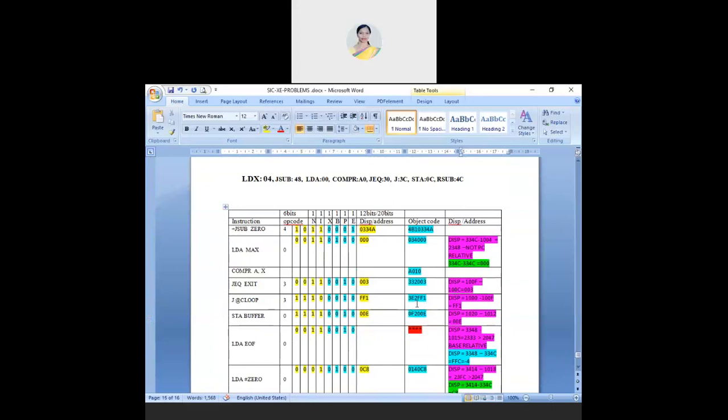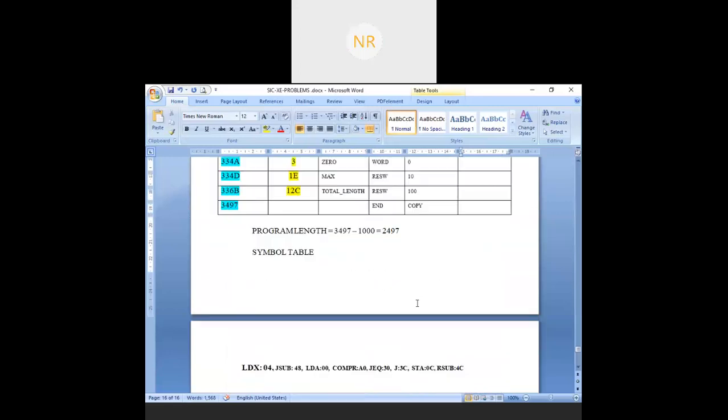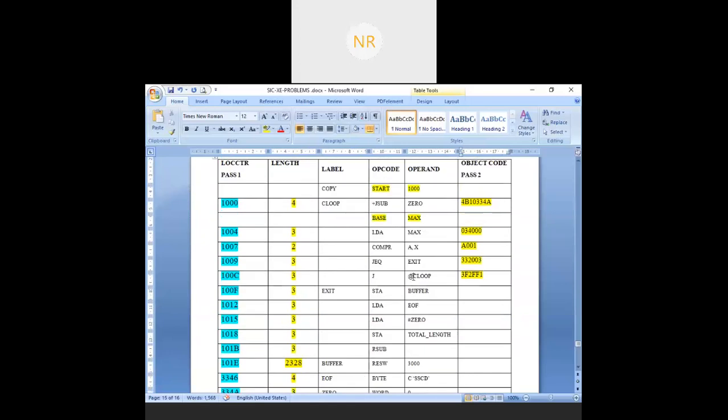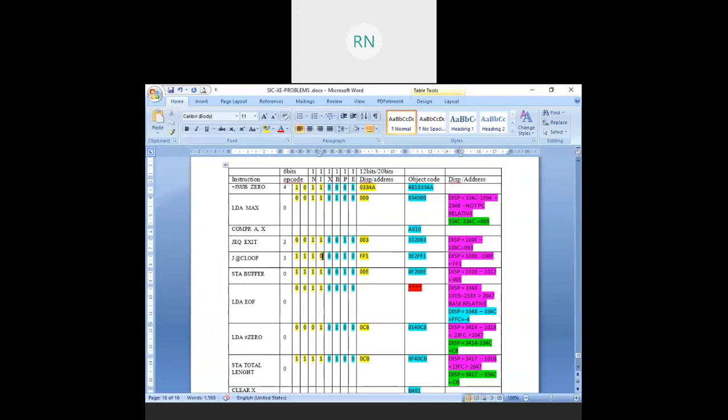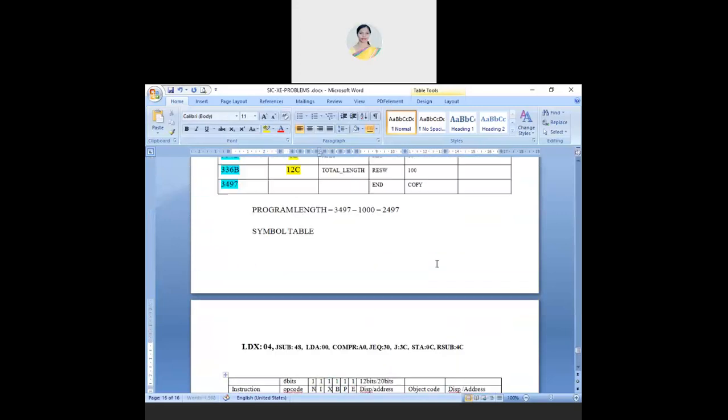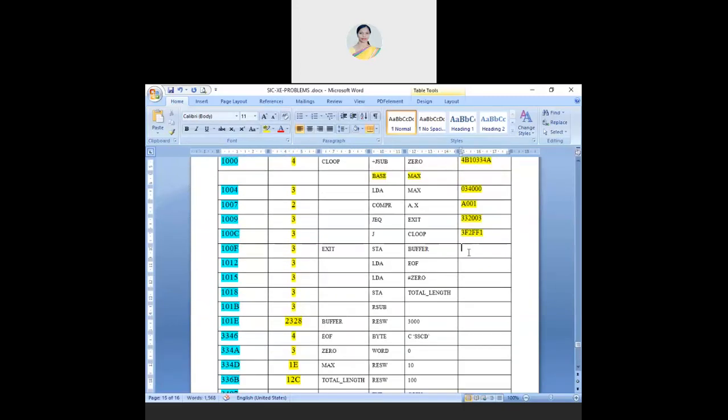Ma'am, we didn't have indirect. You didn't add indirect? No, ma'am, it was only J and loop. J at was not there. Then this will not be F. What was the value then? If I don't set, this will be F then, right? F only, ma'am. 3F, 2FF1. Correct. Next, STA buffer.